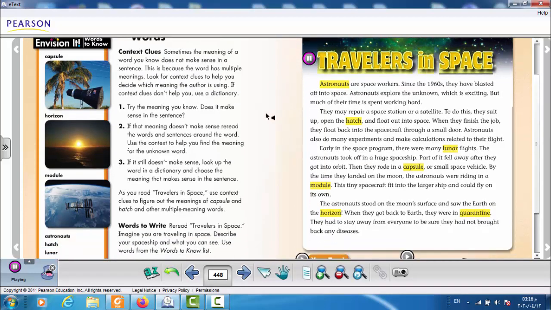Travelers in space. Astronauts are space workers. Since the 1960s, they have blasted off into space. Astronauts explore the unknown, which is exciting. But much of their time is spent working hard. They may repair a space station or a satellite. To do this, they suit up, open the hatch, and float out into space. When they finish the job, they float back into the spacecraft through a small door.